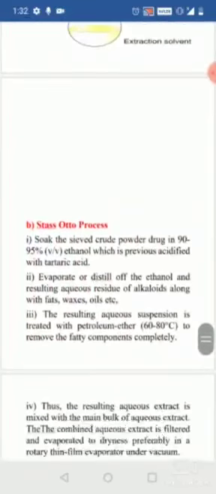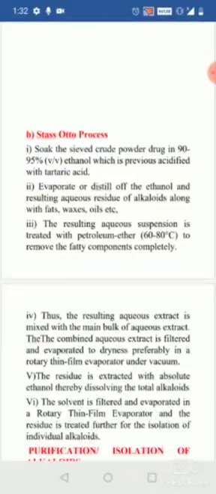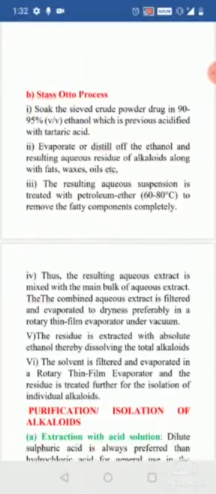Moving on to the next method, that is the Stas-Otto process. In this method, you are going to soak the powder with ethanol, and you are going to treat it with tartaric acid or any of the acids. Again you are going to convert it into its salt form. Then you are going to extract with the organic solvent, or you are going to use ethanol, and if along with that it contains other impurities, those are distilled off by using the ethanol.